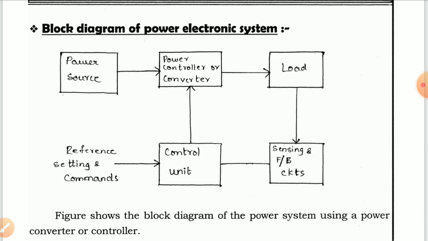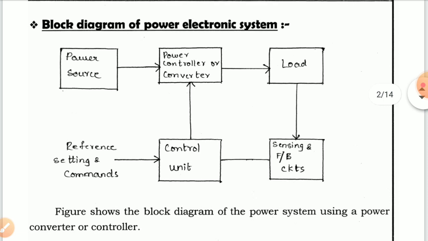To maintain the requirements at the load side, the sensing and feedback circuits are very much essential. They sense the variation in the load. The sensing and feedback circuit consists of sensors and feedback elements, and the sensed signals are passed to the control unit.